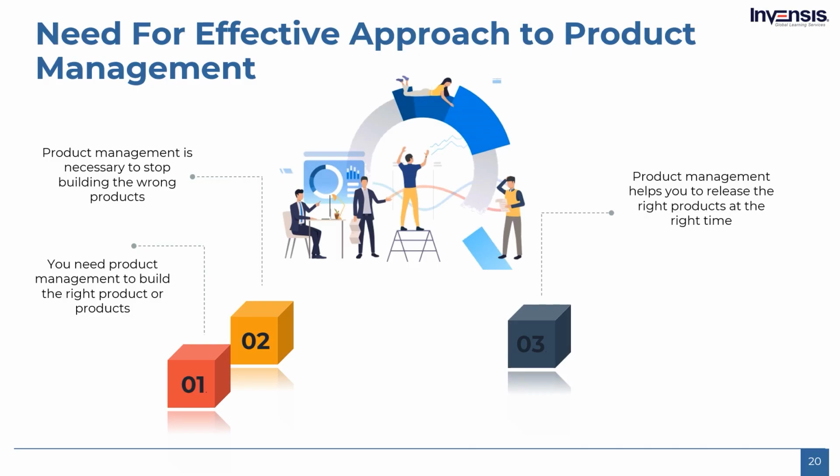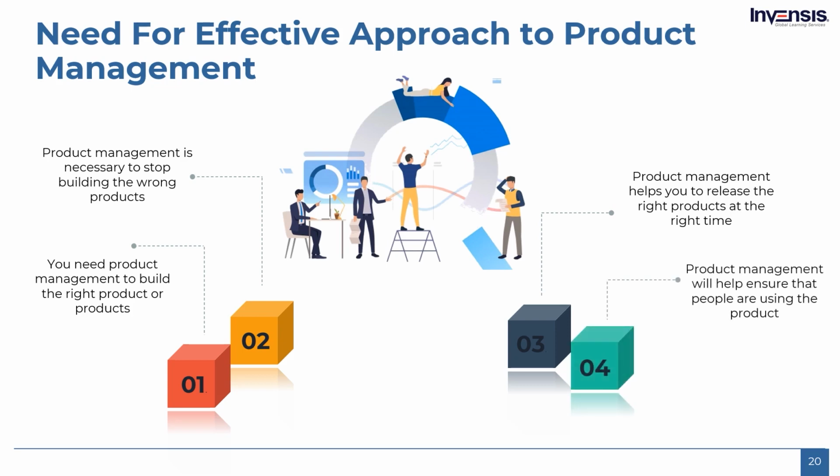Thirdly, product management helps you to release the right products at the right time. When multiple delivery teams are working in parallel, functional dependencies can crop up between the products that are being worked on. In such cases, product management will help you to consider these dependencies when the work is being prioritized. That way the right functionality is available when it is needed.